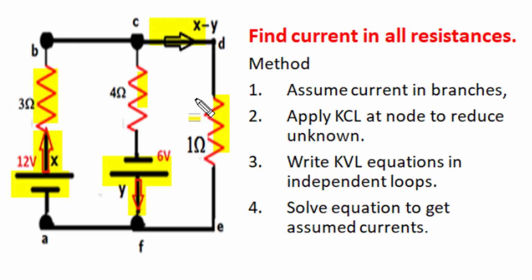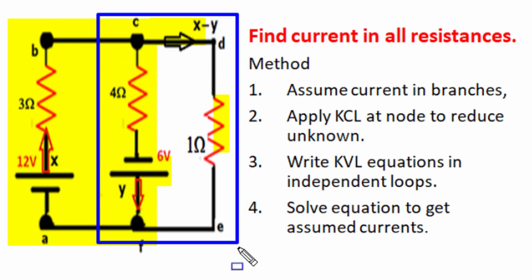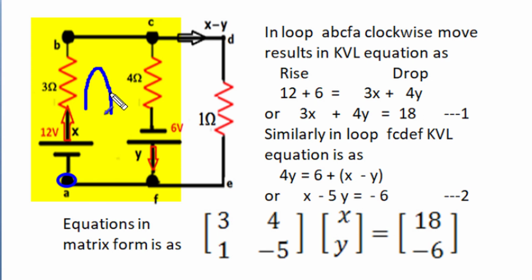Now to determine the unknowns X and Y, we have to write 2 equations in 2 independent loops. One is this yellow highlighted loop and the second one is the blue framed loop, which also has the new 1 ohm branch. To write the Kirchhoff voltage law equation in this yellow highlighted loop, we will start our travel from the left bottom node A and once again travel in the clockwise direction.